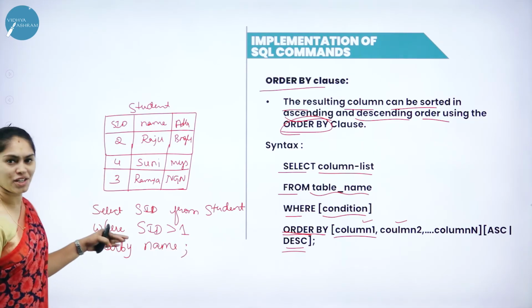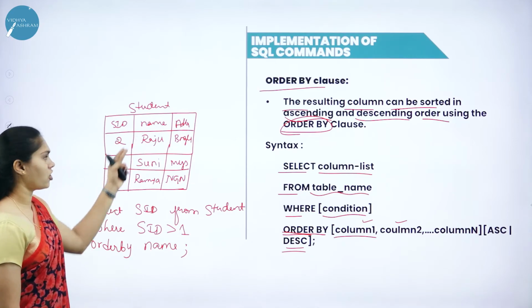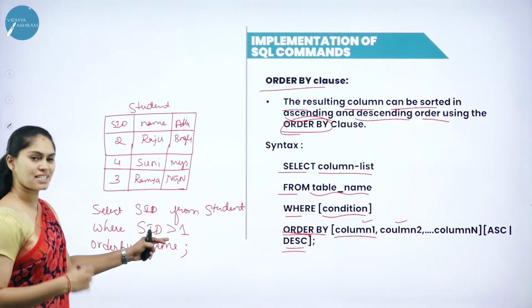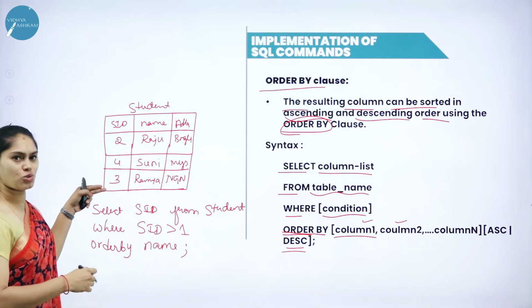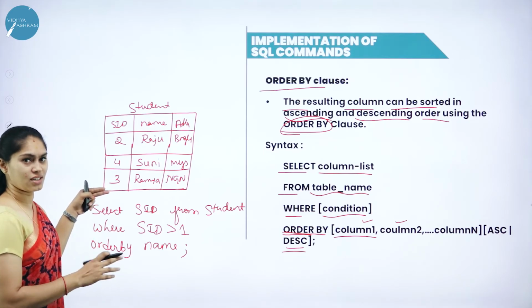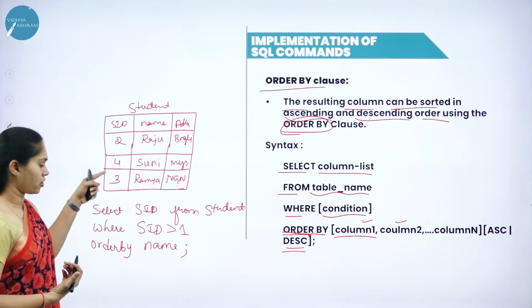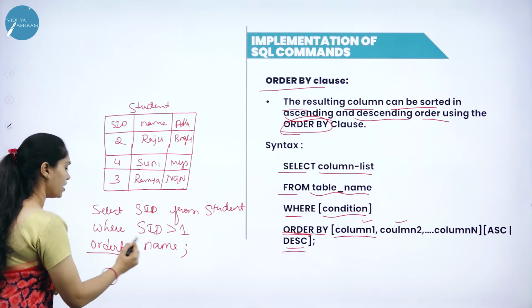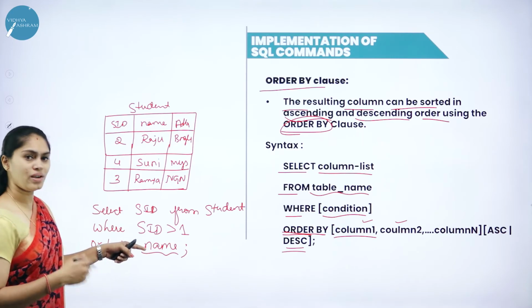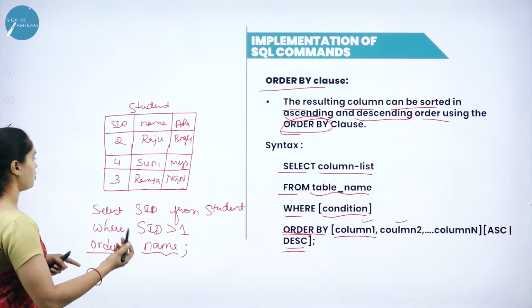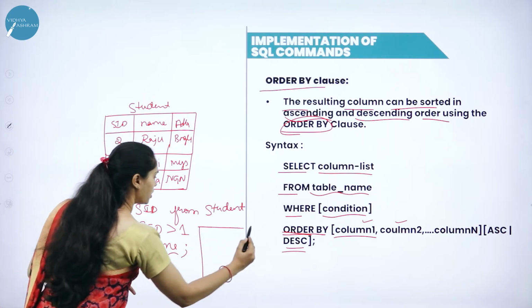So how will it be displayed? It is going to sort by name where the student ID is greater than 1. We don't have any student ID which is lesser than 1 here. All the student IDs are greater than 1. We have 2, 3 as well as 4. But we are using that with ORDER BY name. So how will it be displayed then? If you see the resultant table, how will it look?